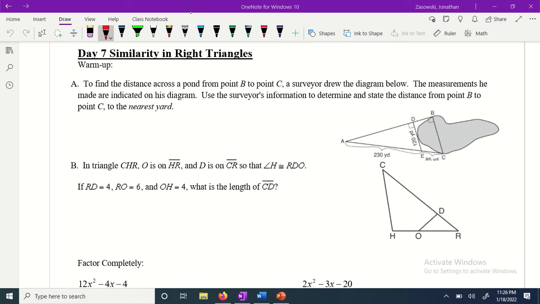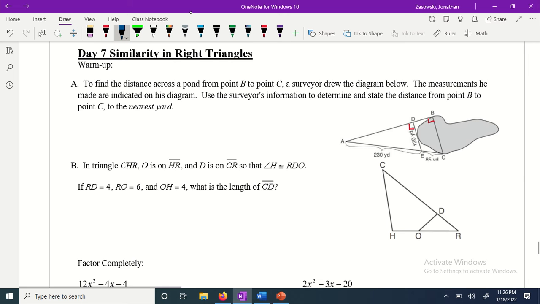So, day 7, similarity in right triangles. This is just a review of questions we've done in the past. So once again, find the distance to a pond from point B to point C. A surveyor drew a diagram below. Measurements he made are indicated in the diagram. Use the surveyor's information to determine and state the distance from point B to point C to the nearest yard. Now, the key thing here is that these two angles are 90-degree angles.